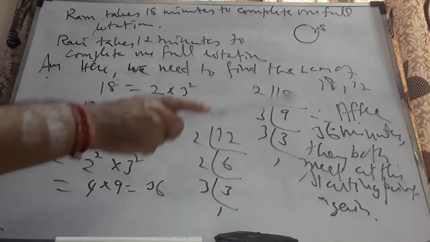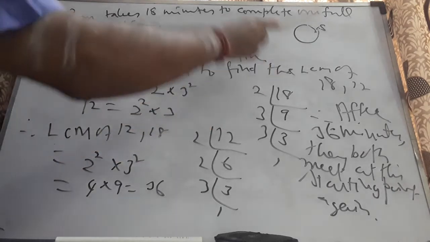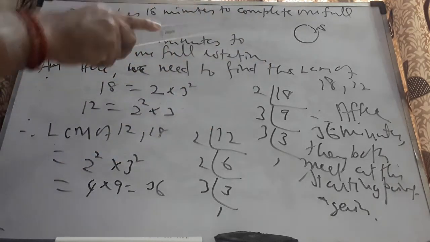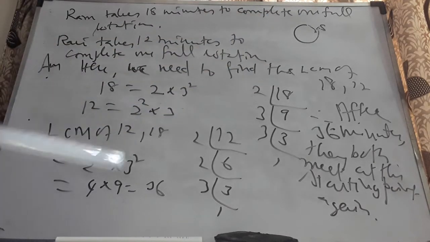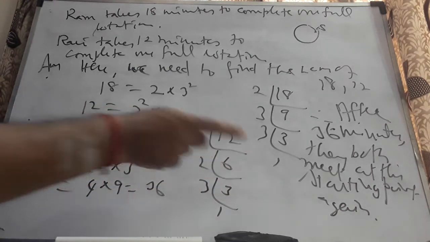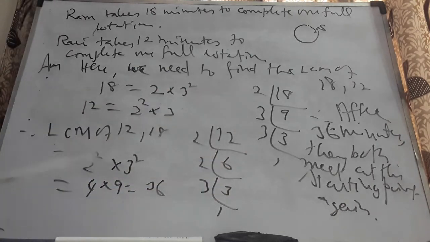For the first time they'll meet after the starting position. I should say, for the second time they'll both meet each other at the starting point after 36 minutes. So of course, after 36 minutes, after 72 minutes, I have to think of a multiple of 36. They'll be again and again meeting at the starting point.